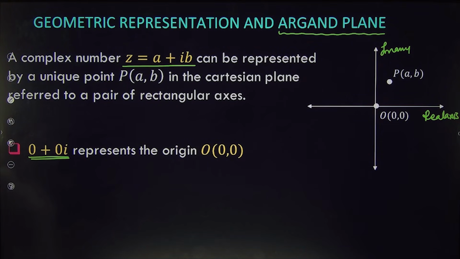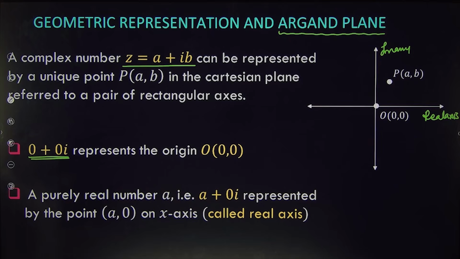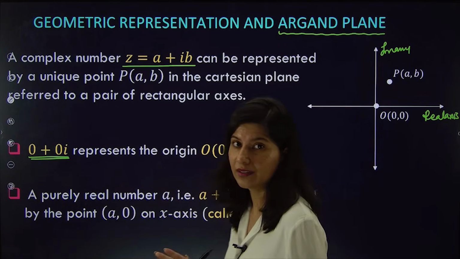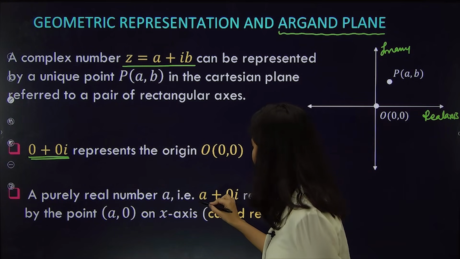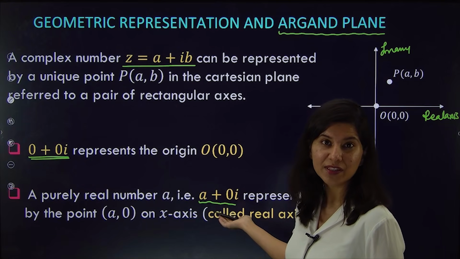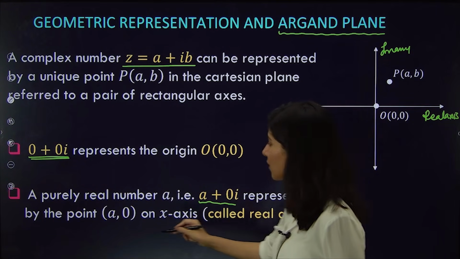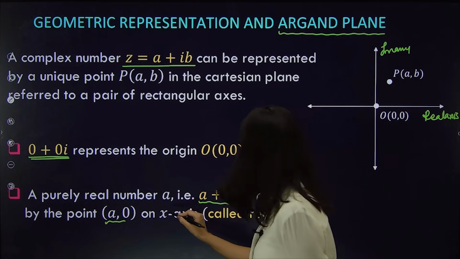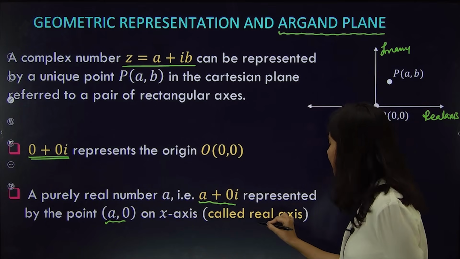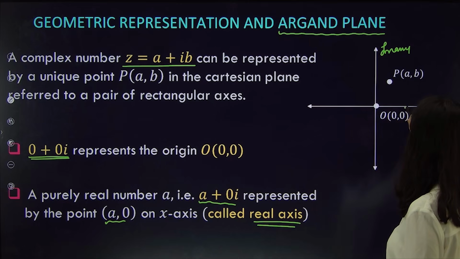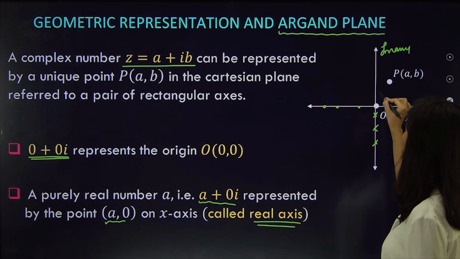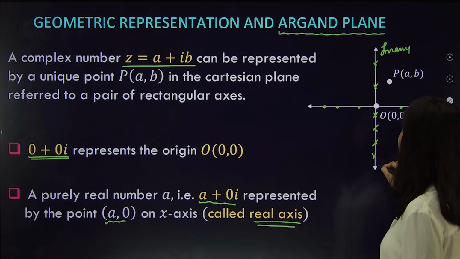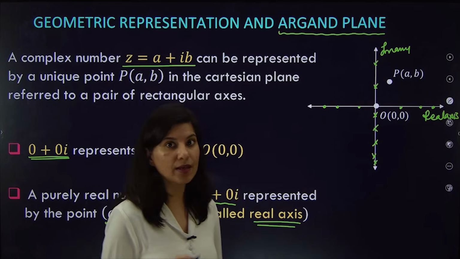Now a purely real number means the imaginary part is 0. So that means a plus 0, a comma 0, which lies on the x-axis, but we call it the real axis. If a number is lying on the real axis, that number is purely real. Similarly, if a number is lying on the imaginary axis, the real part is 0, so we call it a purely imaginary number.